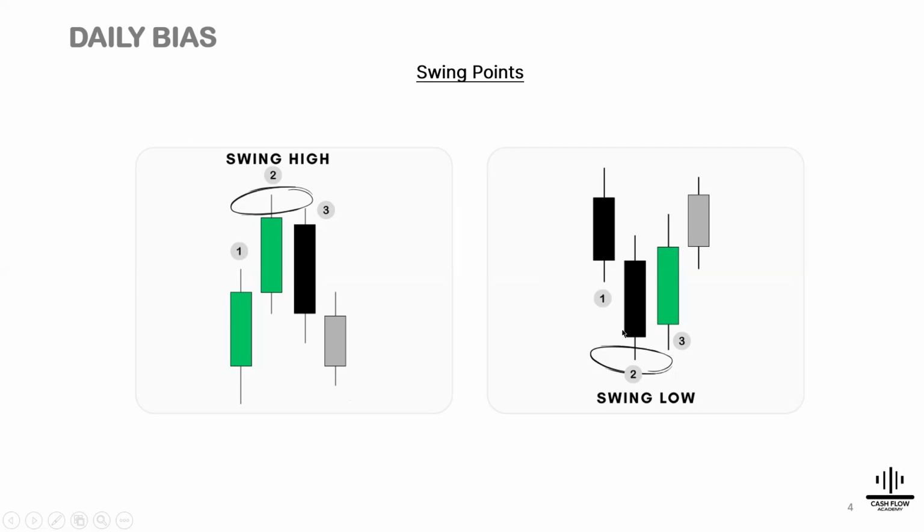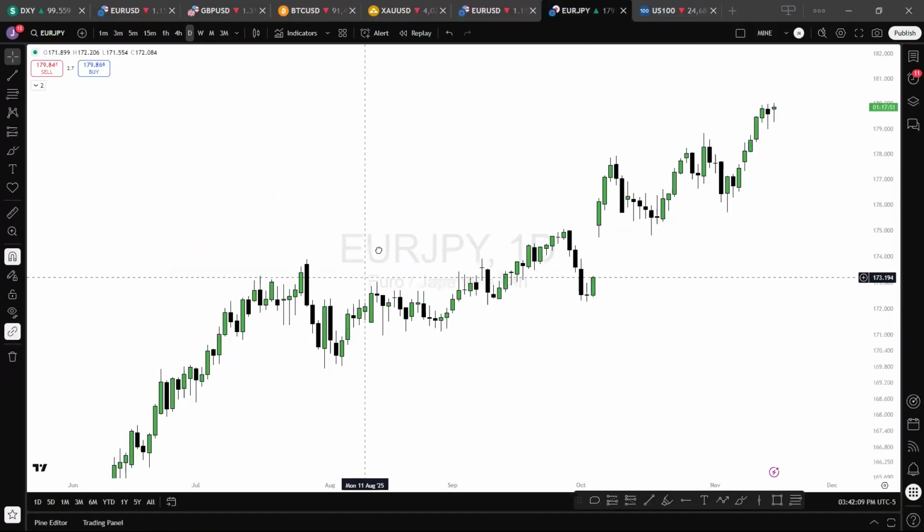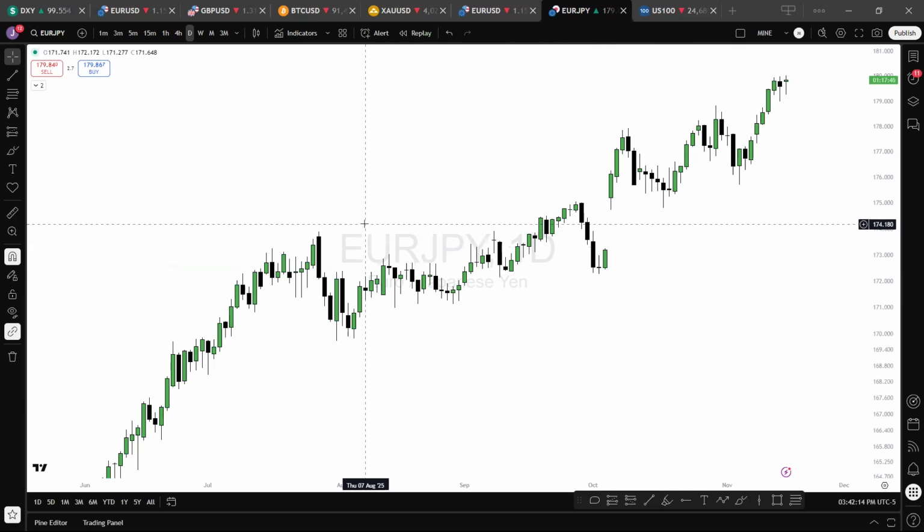And as well, when we note a swing low, we want to anticipate that the fourth candle or the fifth candle will be a bullish candle. So let's look at an example quickly. So here's Euro Yen. One very important thing I want you to notice is swing point indicates turning point.